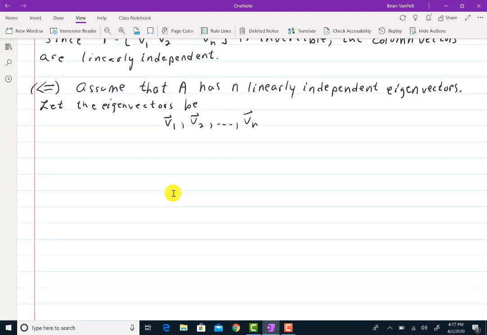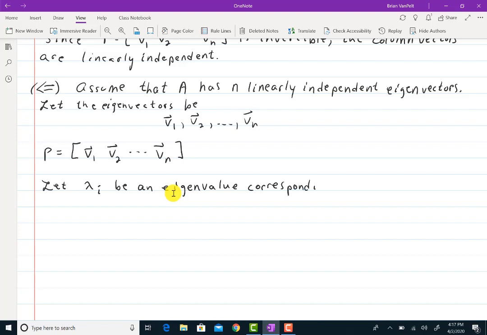Now, carefully here, watch what I'm going to do. I'm going to make the matrix P, but the vectors I'm assuming are ordered from 1 to n. So I'm going to put the first vector first as the first column, the second vector as the second column, and the nth vector as the nth column. Furthermore, let lambda sub i be an eigenvalue corresponding to vi.